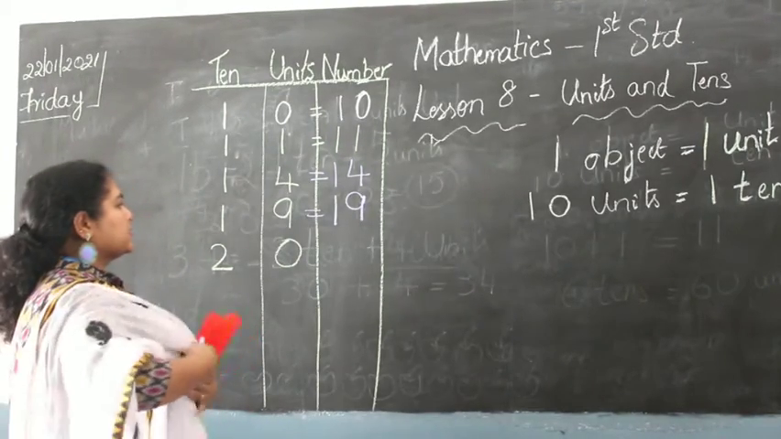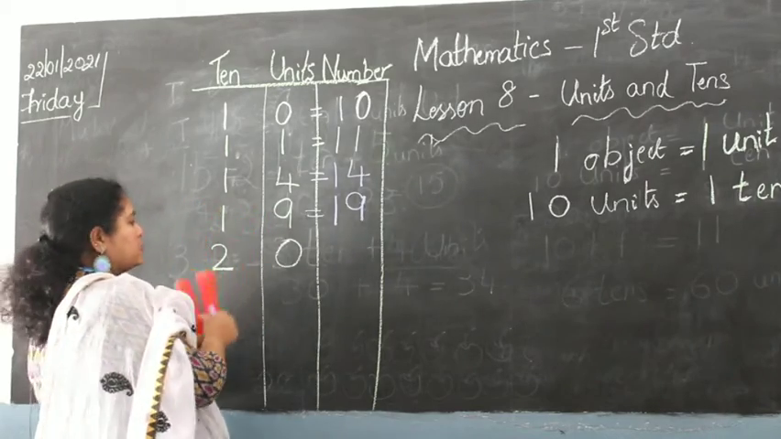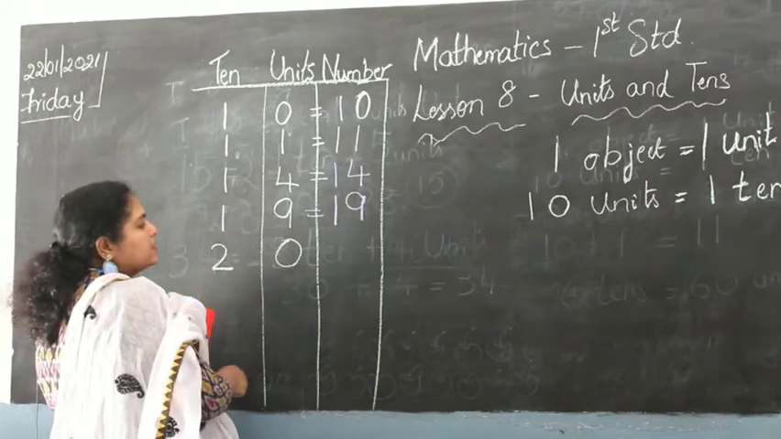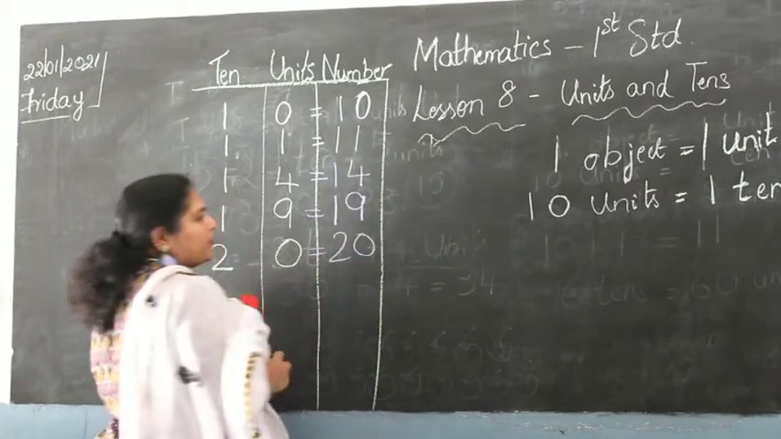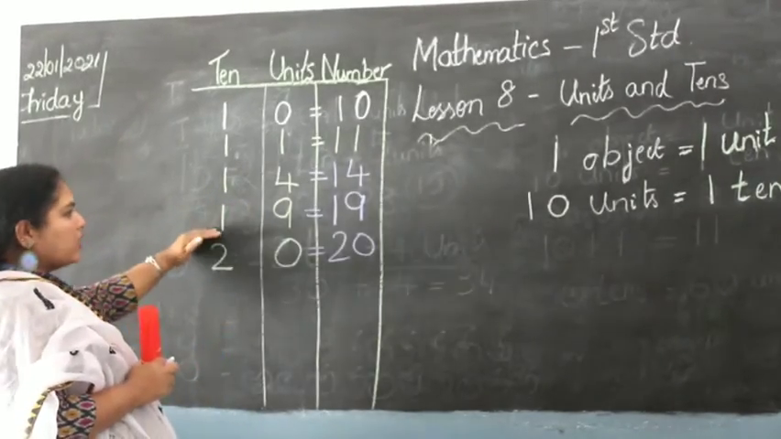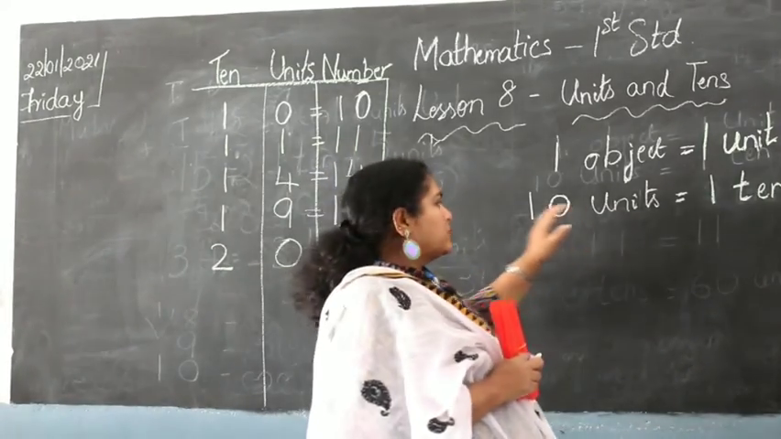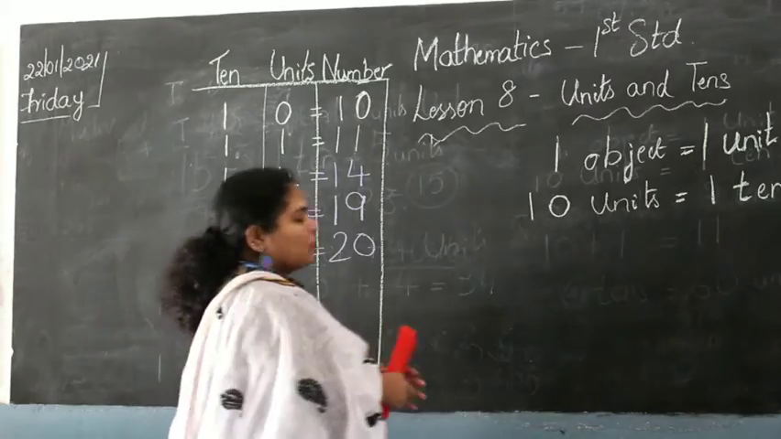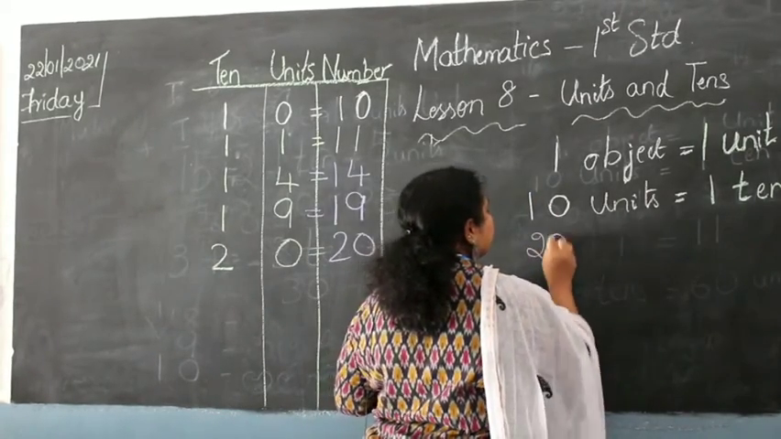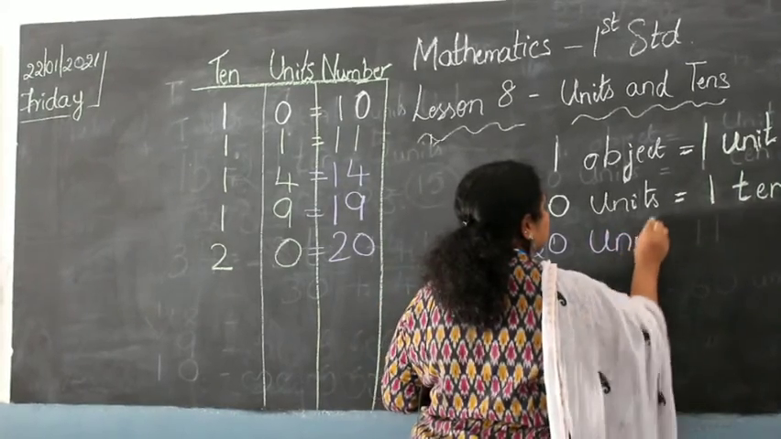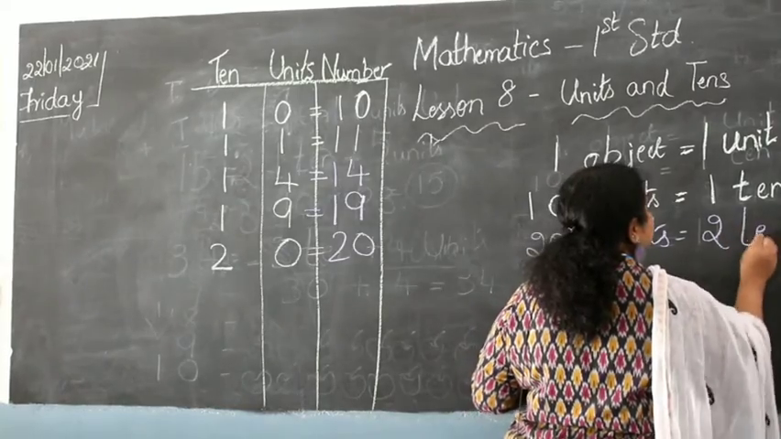So how much is this? Let's count 10 and 10. So 1 ten and 2 tens is your 20. Got it, children? So 1 ten is equal to 10 units, correct? So if I have 2 tens, that's your 20 units. So 20 units equals 2 tens.